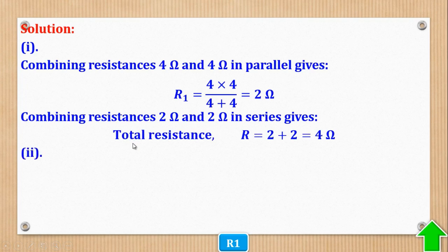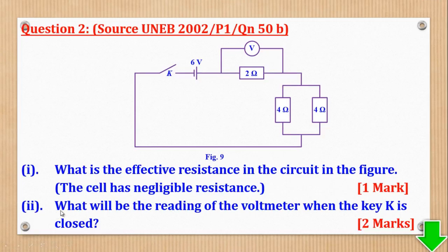So that was Roman 1. What about Roman 2? For Roman 2, they said what will be the reading of the voltmeter when the key K is closed. So reading of the voltmeter, they want the PD across this 2 ohm resistor.